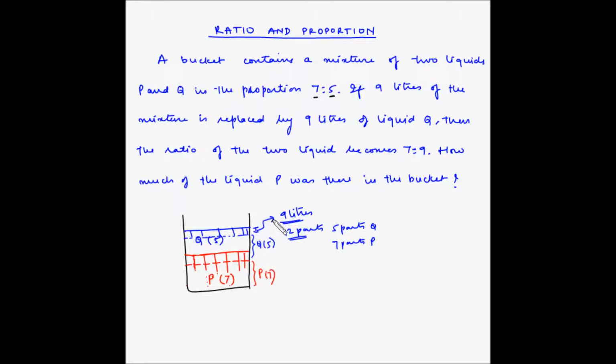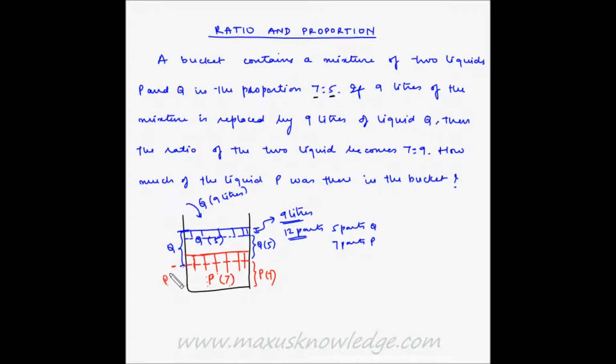And now this 9 liters of the mixture is being replaced by 9 liters of Q. So now we are adding Q, that is 9 liters. So then again the top level of the mixture comes here, but now this whole portion up to this is Q. So this part from here to here is P, and now the ratio of P to Q changes, because the quantity of P has actually reduced, and the quantity of Q has increased.